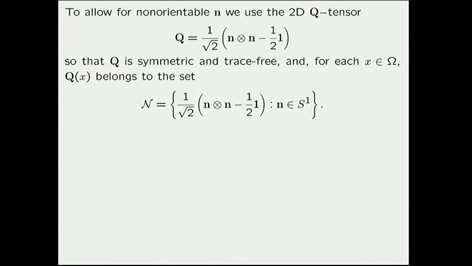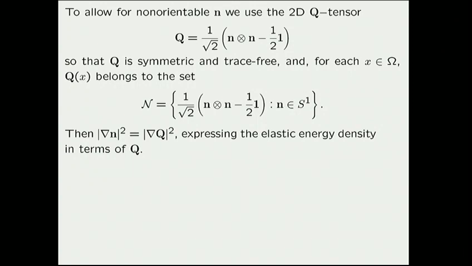And we'll allow n to be non-orientable, so we'll use the two-dimensional Q tensor, which is a constant in front, you can make it what you like, but we do this for a certain reason. I'll explain, but anyway, 1 over root 2 times n tensor n minus a half the identity. So Q is symmetric, it's trace-free, and it belongs to the set script N of such matrices for n in S1. The constant 1 over root 2 means that the gradient of n squared is the same as the gradient of Q squared. So that's why we do it. That expresses the elastic energy in terms of Q.